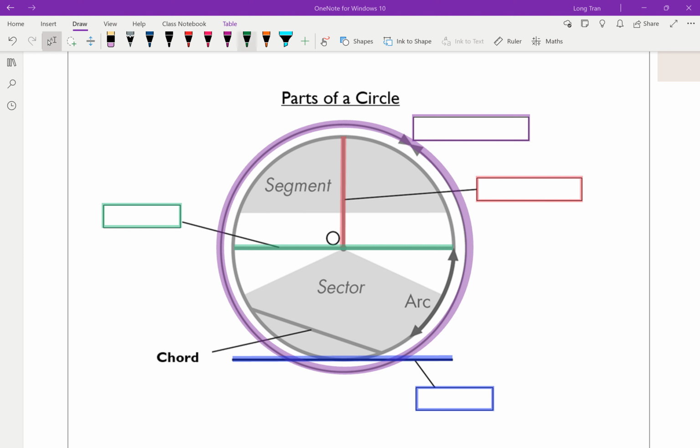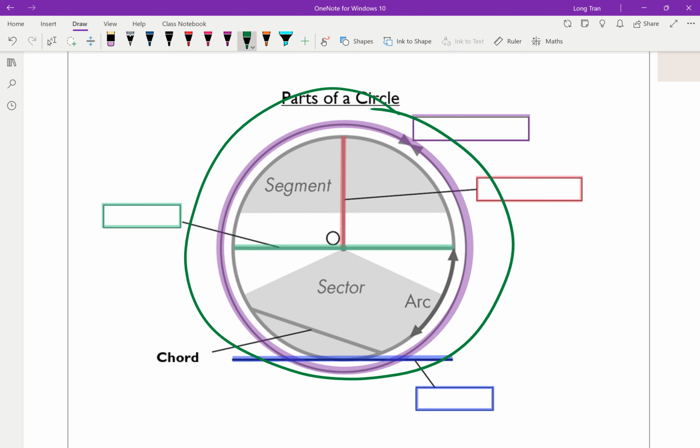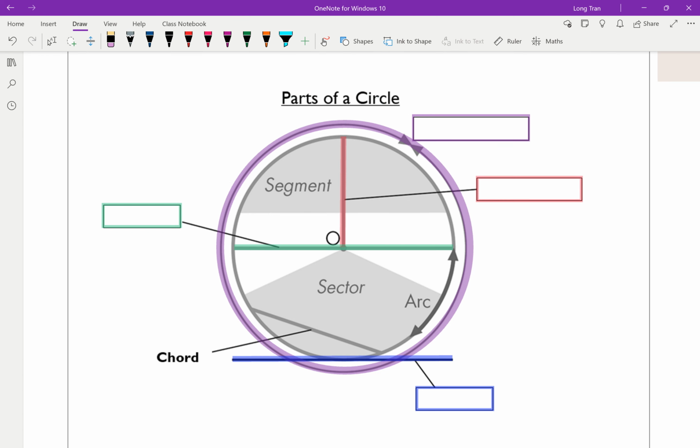What is the name given when you're saying the distance around a full circle? What is the name again? Can I please have, let's go Rihanna. What's the name given when we talk about the distance around a circle? Circumference, very good. So I want you to fill in, this is the circumference in purple.